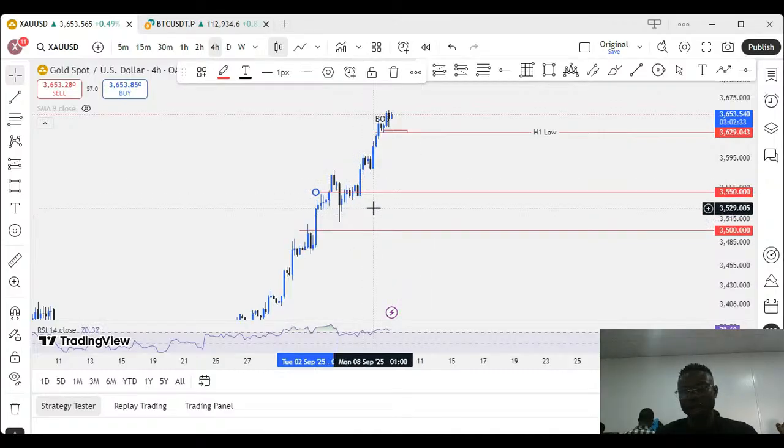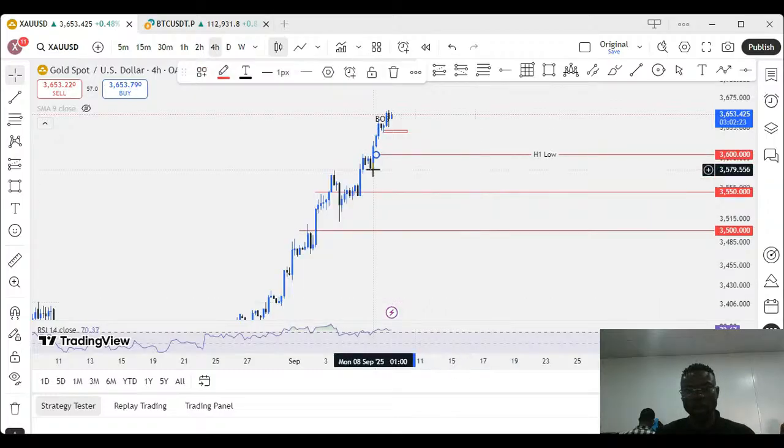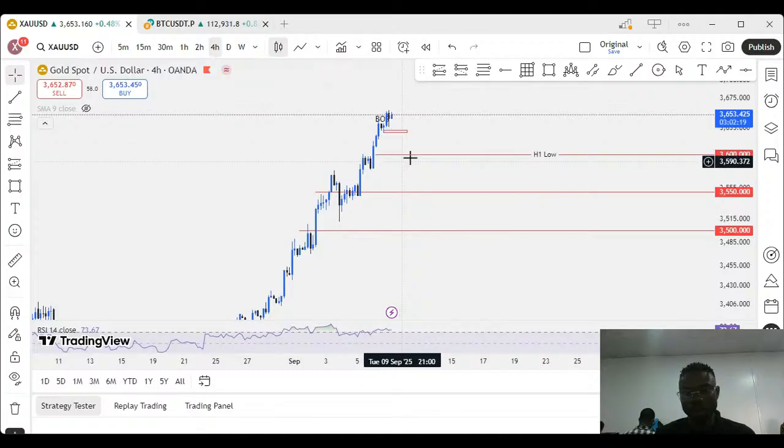The next level is 3,006. We see how the market also reacted at 3,006. Can you see? Currently, I believe that the market is coming back to test this level of 3,006, according to what I told you on this 1 hour here.